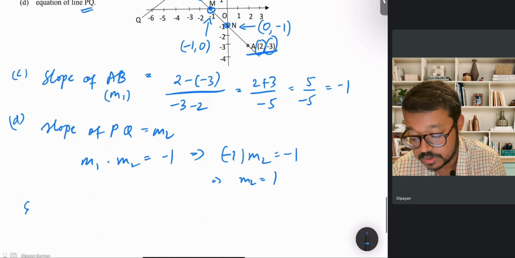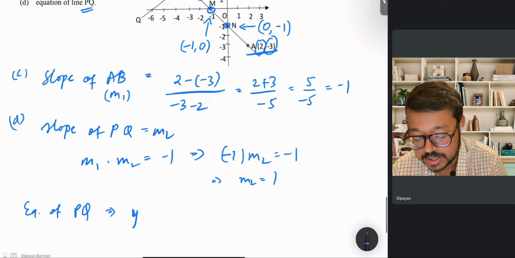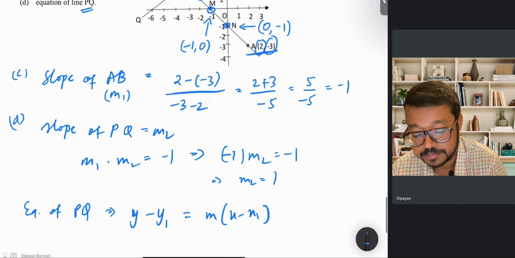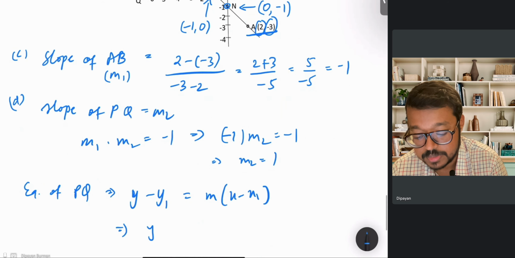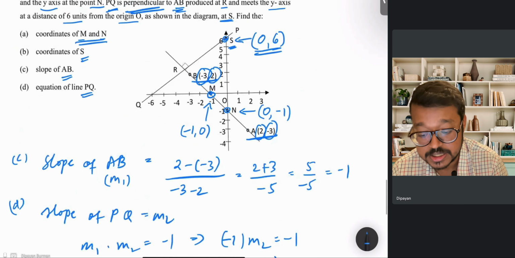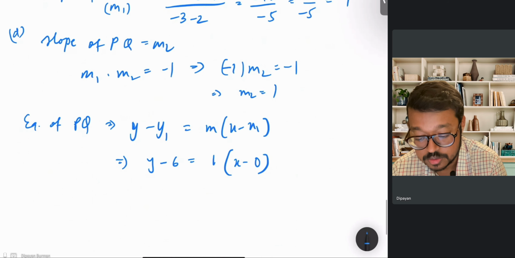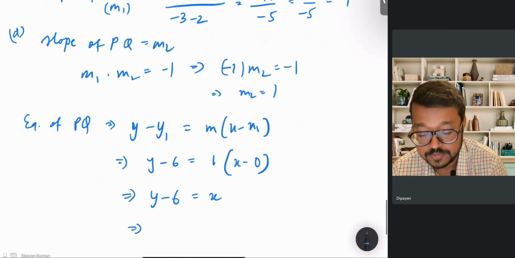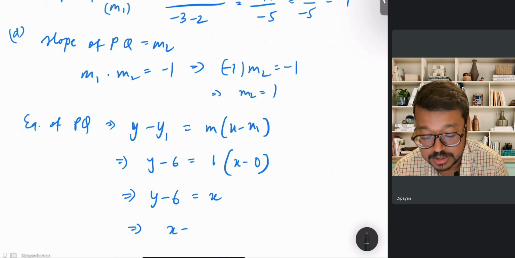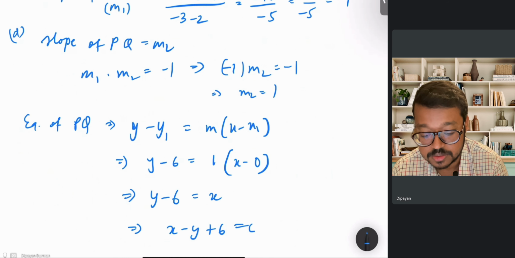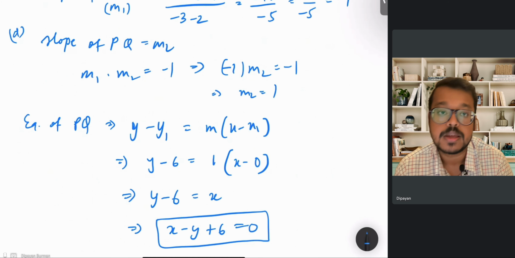Right. So then I can use the point-slope form to find the equation of PQ. So the equation of PQ is y minus y1 equals m into x minus x1. So y minus, the y1 value was 6, slope is 1, x minus 0. So we have y minus 6 equals x, and if I move the terms around, x minus y plus 6 equals 0. This is the required equation.